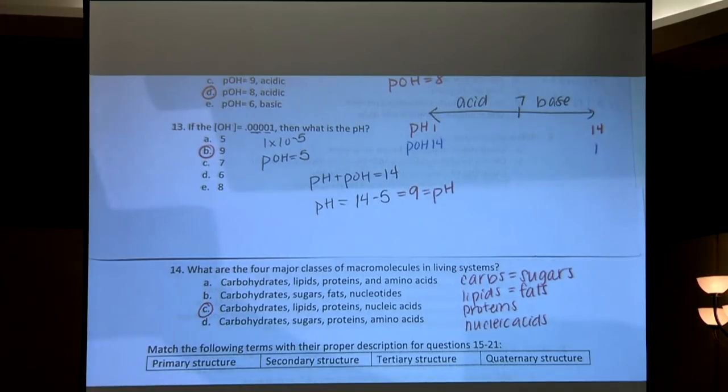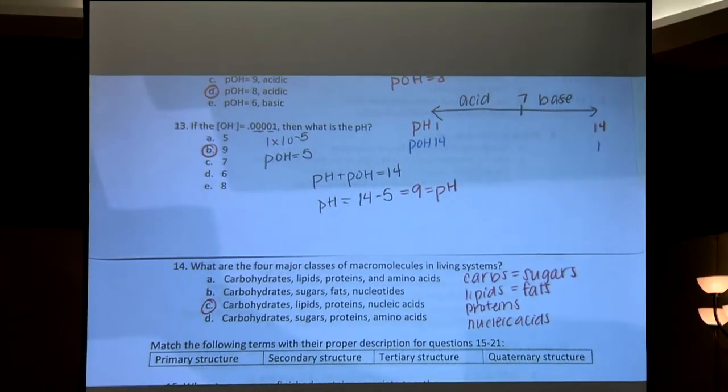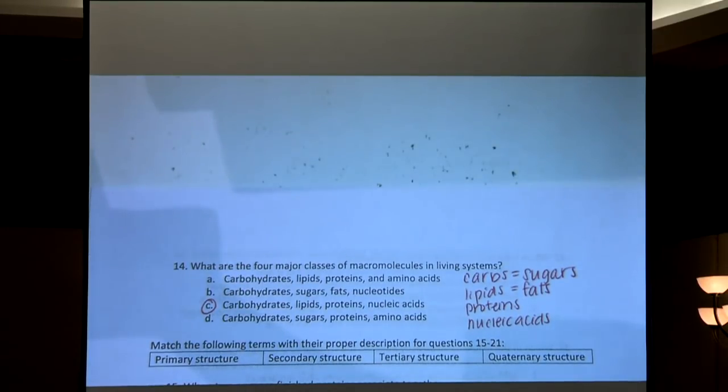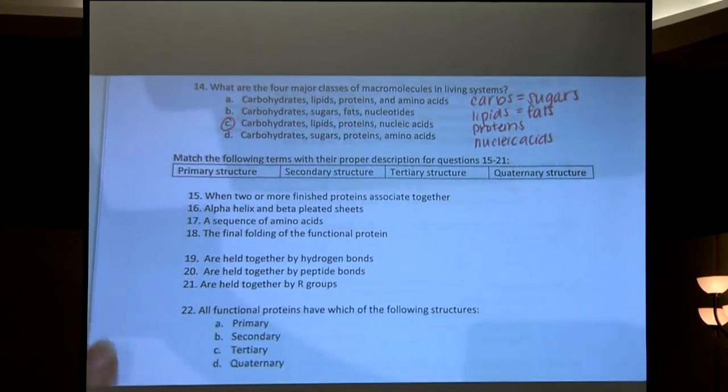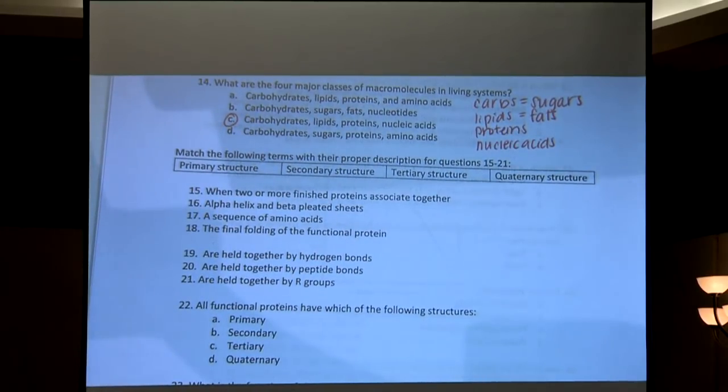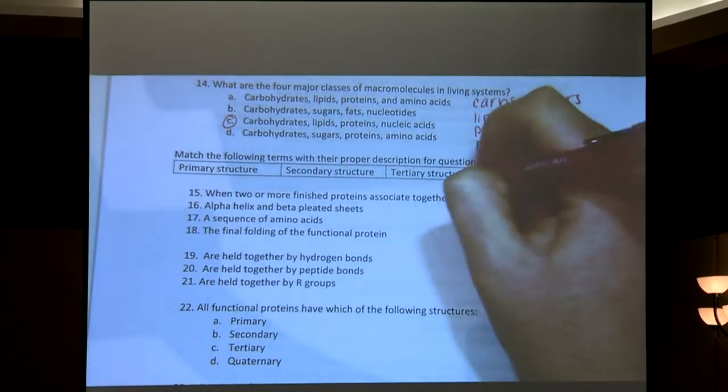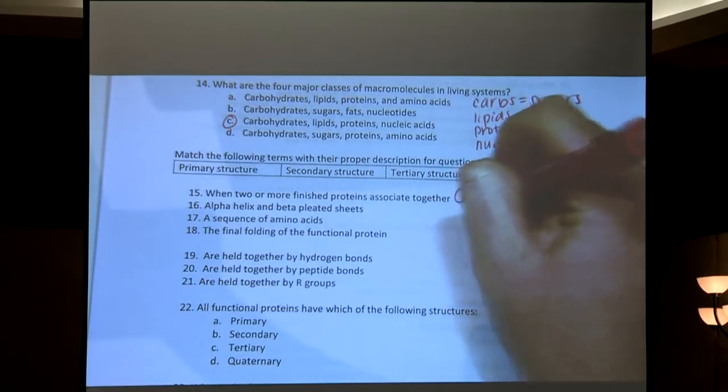So again, be careful you know where nucleic acids versus amino acids are located and how they're created. Don't get tripped up between those two. And we also need to remember some of the details about structures. When we have 2 or more finished proteins associate together, what type of structure should we be in? So this will be our final structure, our quaternary structure.